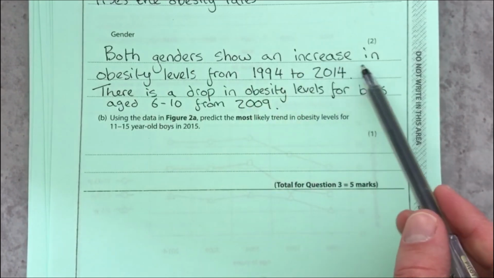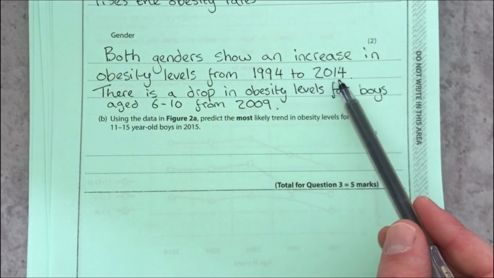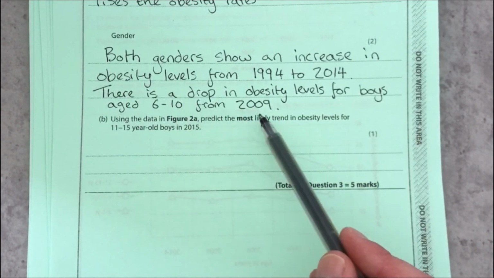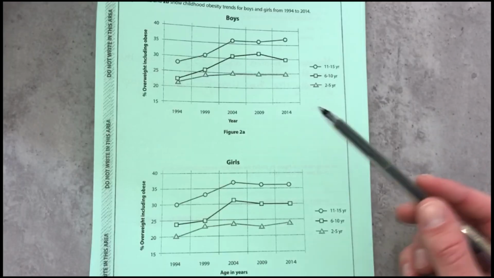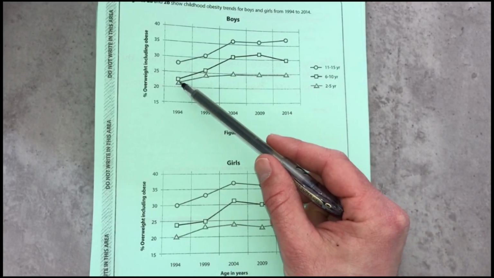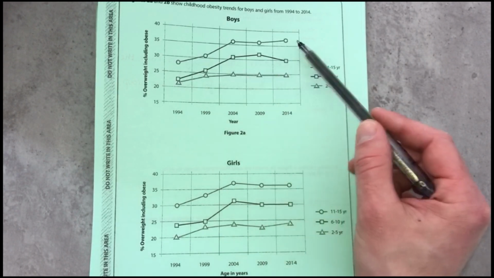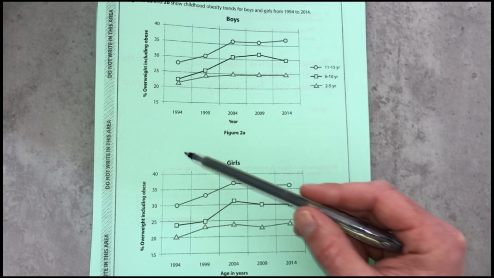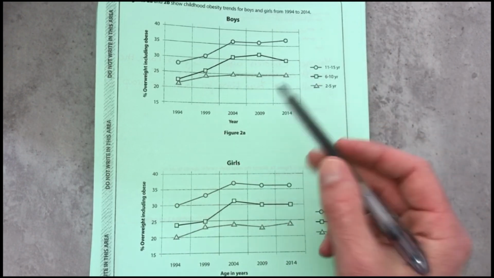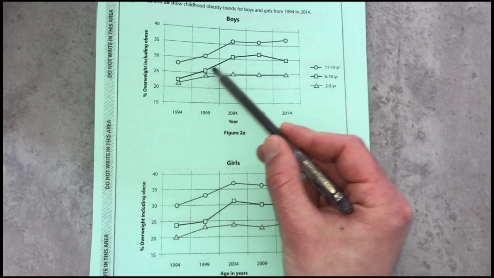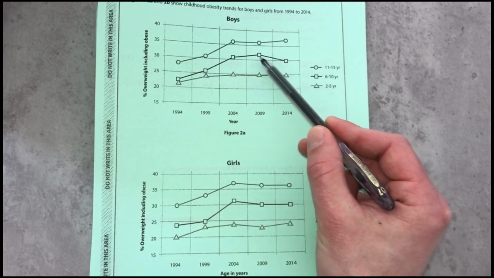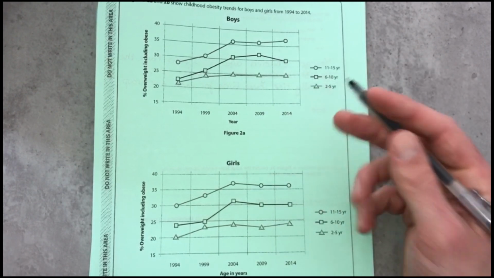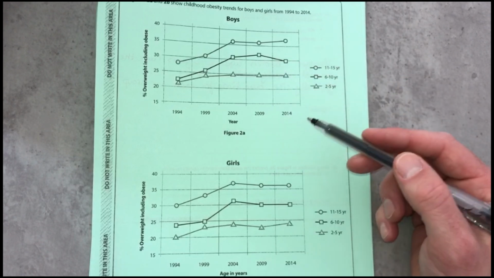Both genders show an increase in obesity levels from 1994 to 2014. There is a drop in obesity levels for boys aged 6 to 10 from 2009. Both genders are increasing their obesity levels for all age groups here. So boys and girls from 1994 to 2014 both have increased. There's an upward shift. And the other fact that I've analysed from the graphs is that the boys aged 6 to 10, you can see that actually comes down since 2009. And there's other facts that you could have stated from the graphs, but that was just enough to get 2 marks using analysis of the graphs.